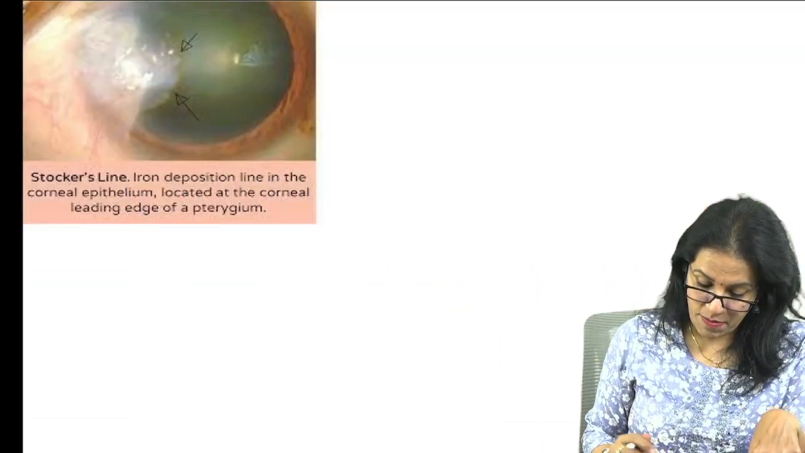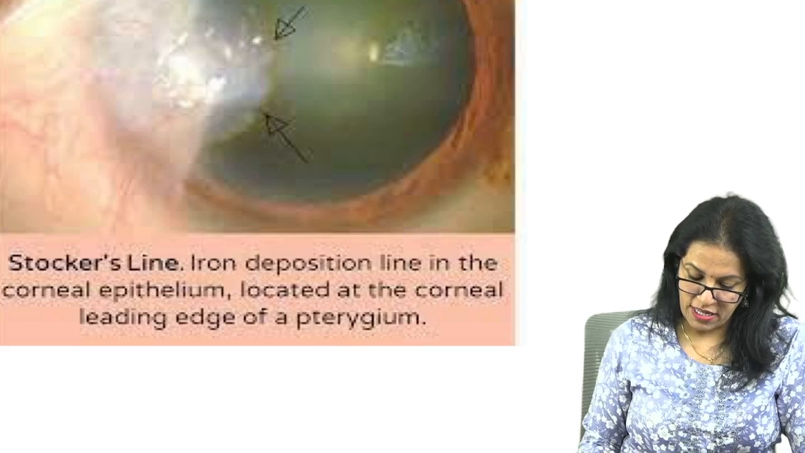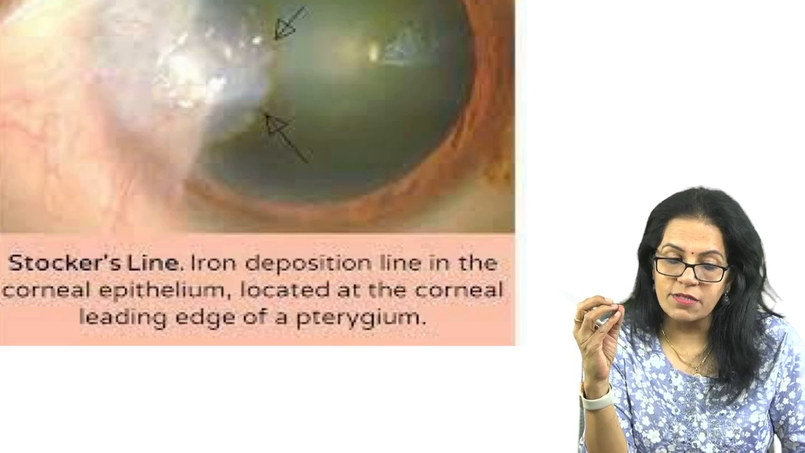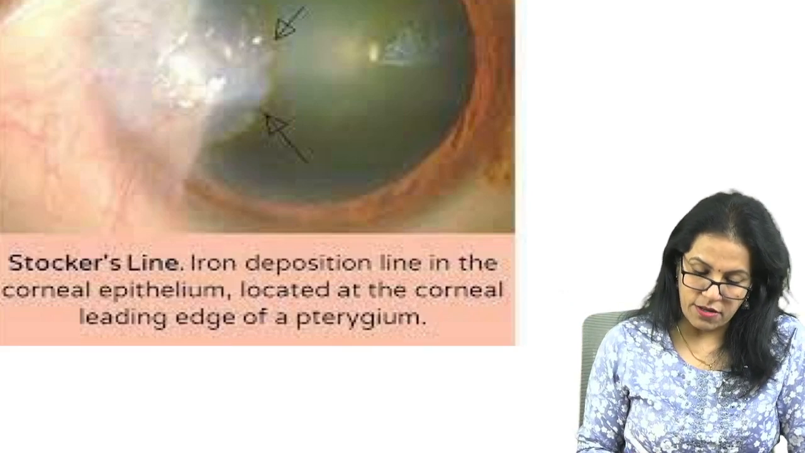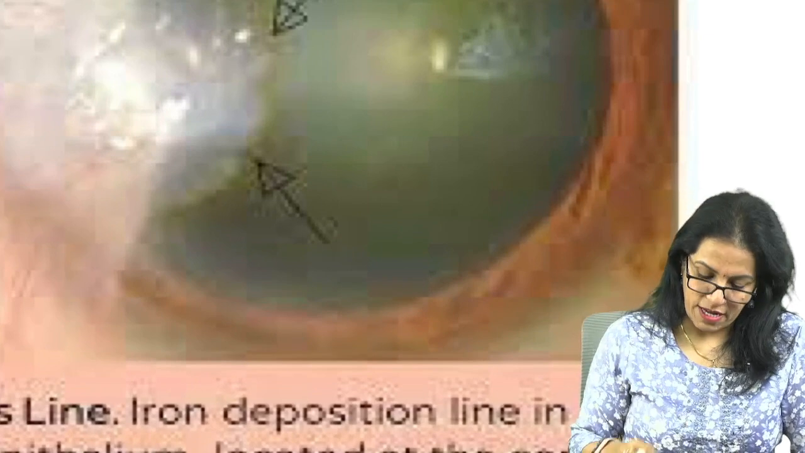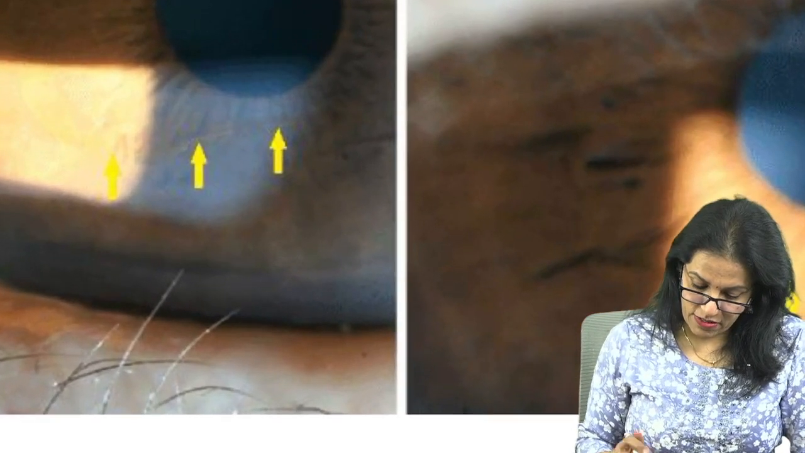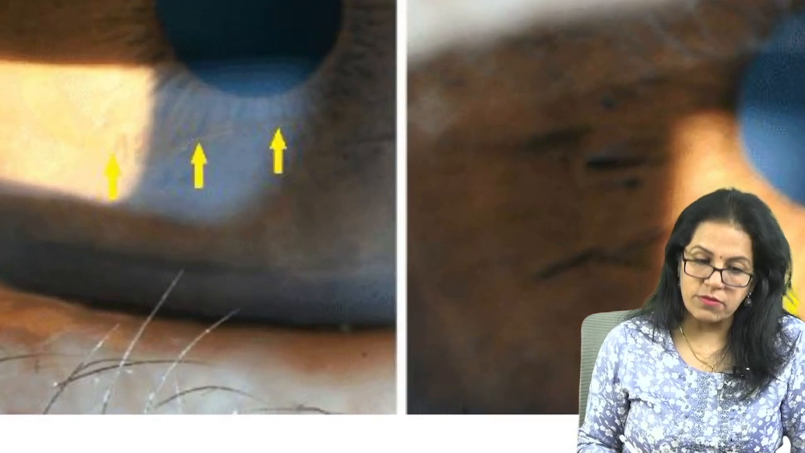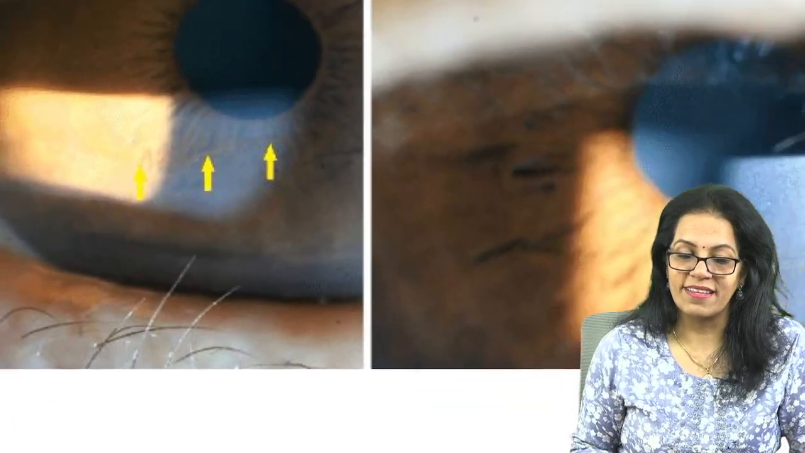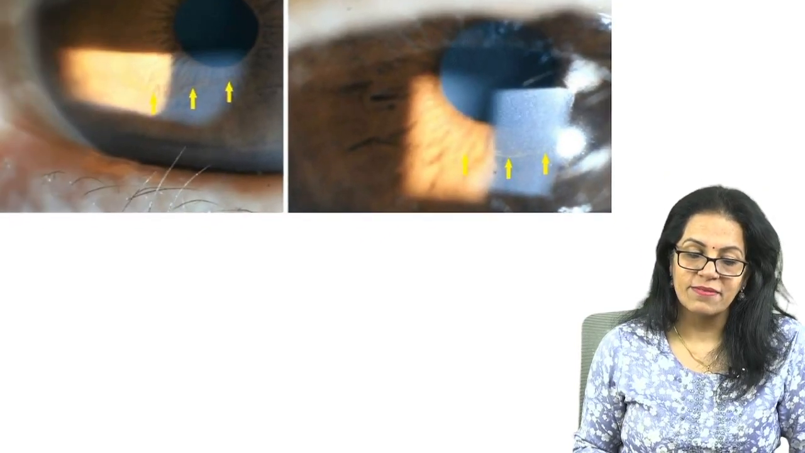Then we come to the Stocker's line. This is the iron deposition at the leading edge of the pterygium. Can you see the reddish line? The arrows are already there. So this is Stocker's line. Then next, what is this? Can you see this faint red line with the yellow arrows indicating? This is your Hudson-Stahli line, which we just studied. Okay, so this is the Hudson-Stahli line.